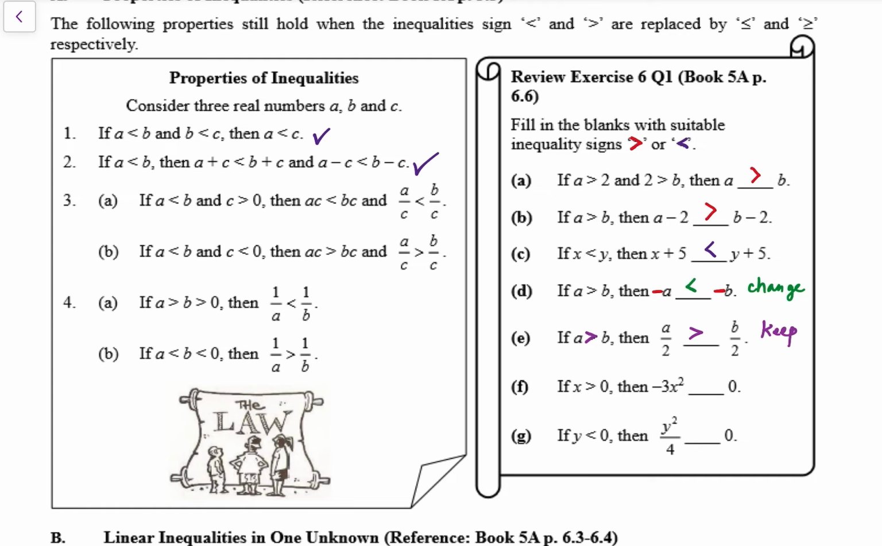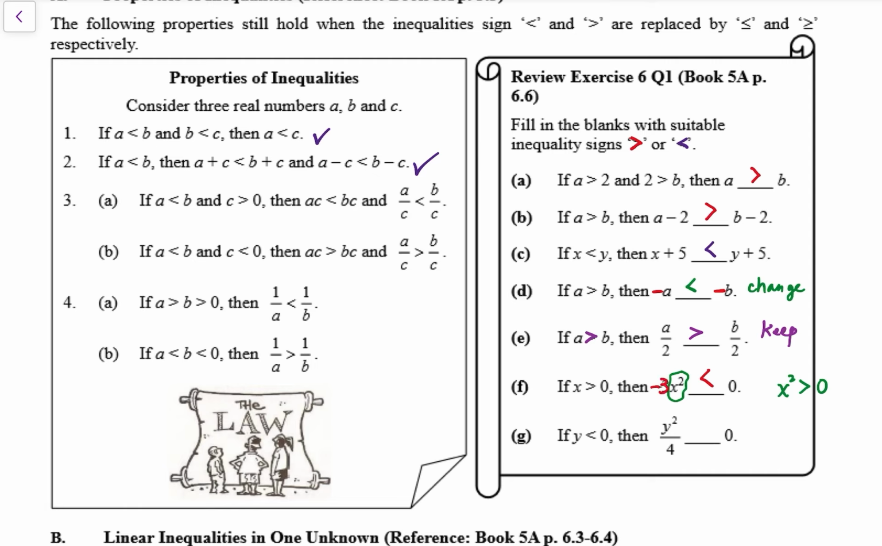And lastly, we come to part F, x is greater than 0. So if I have negative 3x squared, x squared is always positive. Because x is greater than 0, x is positive, so x squared must always be positive, but we are multiplying by negative 3, so that's why negative 3x squared is negative because of this negative 3.